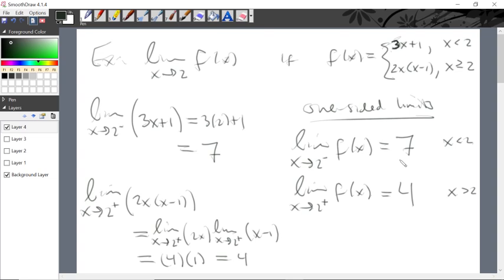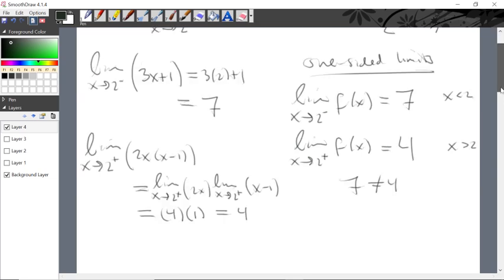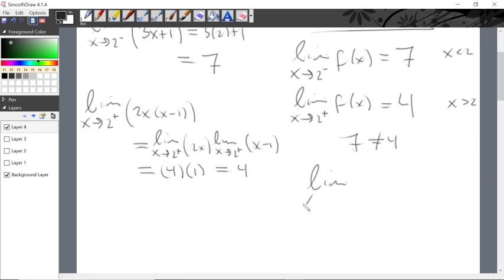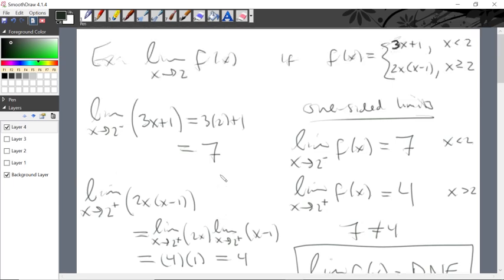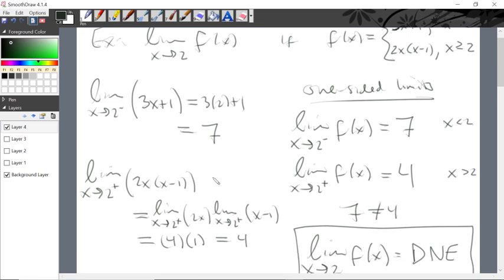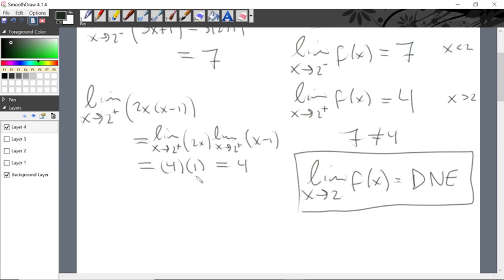But the limit from the left is not equal to the limit from the right. In other words, 7 does not equal 4. So the limit in general as x approaches 2 of f of x for this piecewise example does not exist, since the left and right limits are not equal to each other. So please pay careful attention to the notation when you're using a one-sided versus a two-sided limit, that you're writing limit all the way through until you actually do the evaluation of the limit. Notice where I stop writing limit.